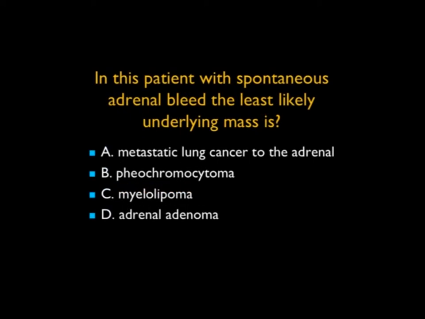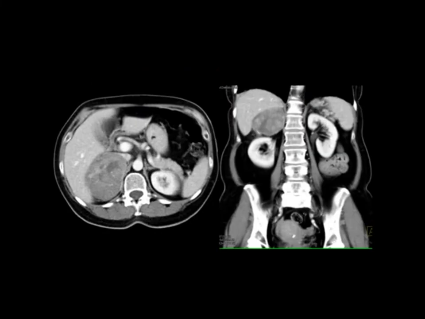This patient had a spontaneous adrenal bleed, and so I'm asking what's the least likely diagnosis. Well, you see a large mass in the right adrenal. It's high density, so it bled. Now, what bleeds? Obviously trauma, but with trauma the bleeds are usually 2 to 3 centimeters, and there's no other evidence of trauma, and that's not one of the answers.